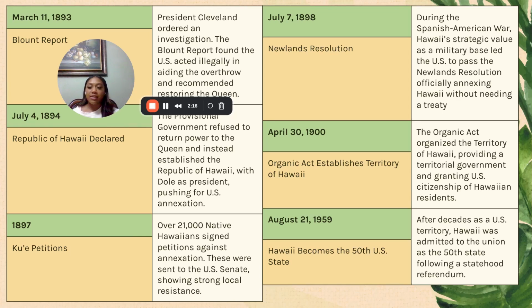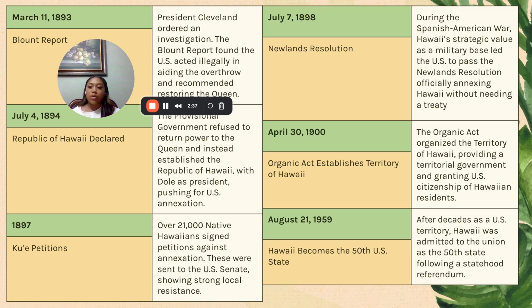July 4, 1894, Republic of Hawaii declared. The provisional government refused to return power to the Queen and instead established the Republic of Hawaii, with Dole as president, pushing for U.S. annexation.